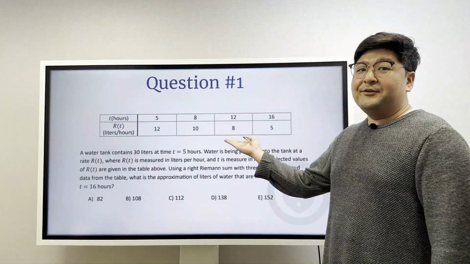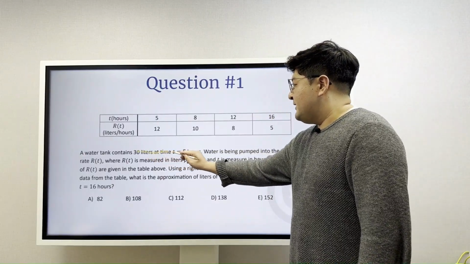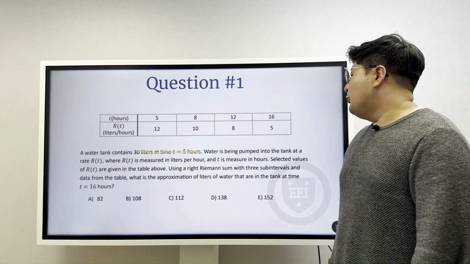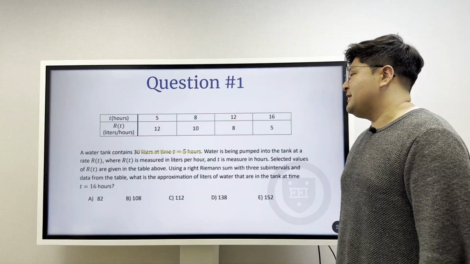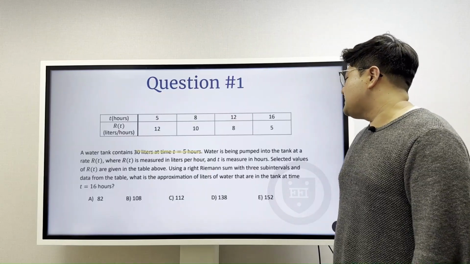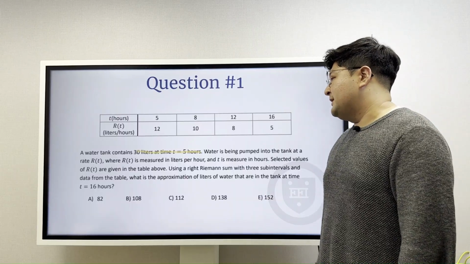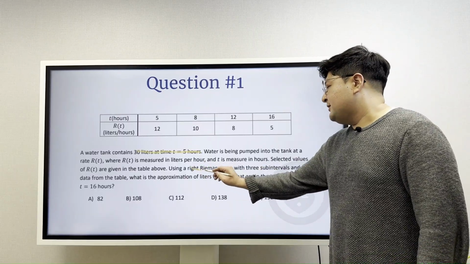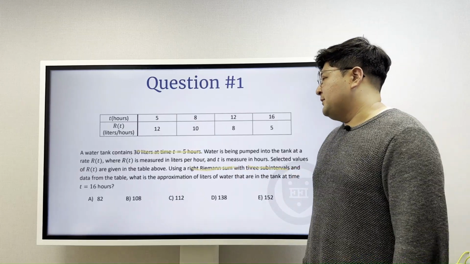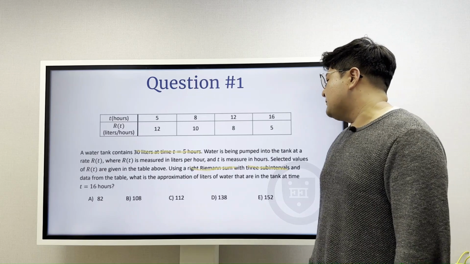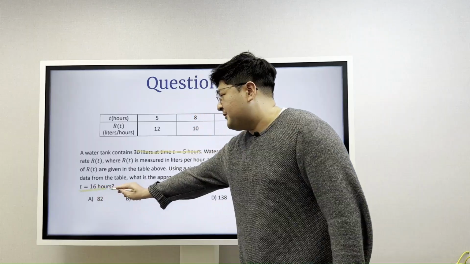So we have a table of values here and the question reads, a water tank contains 30 liters at time t equals 5 hours. Water is being pumped into the tank at a rate r of t, where r of t is measured in liters per hour and t is measured in hours. Selected values of r and t are given in the table above. Using a right Riemann sum with 3 subintervals and data from the table, what is the approximation of liters of water that are in the tank at time t equals 6 hours?